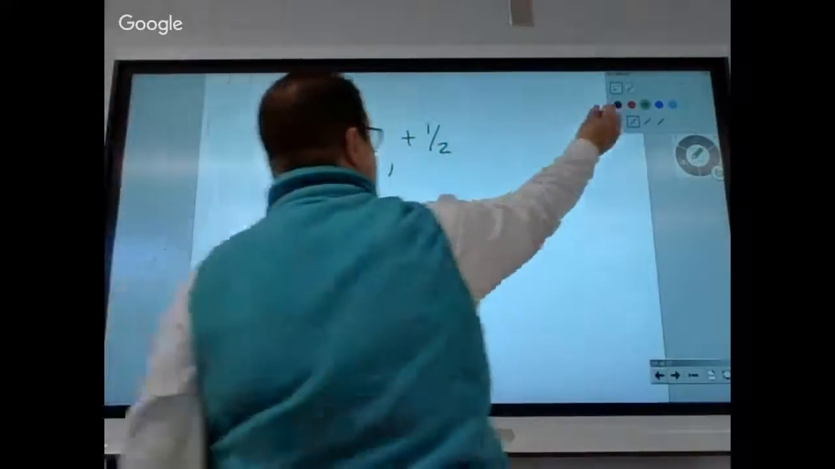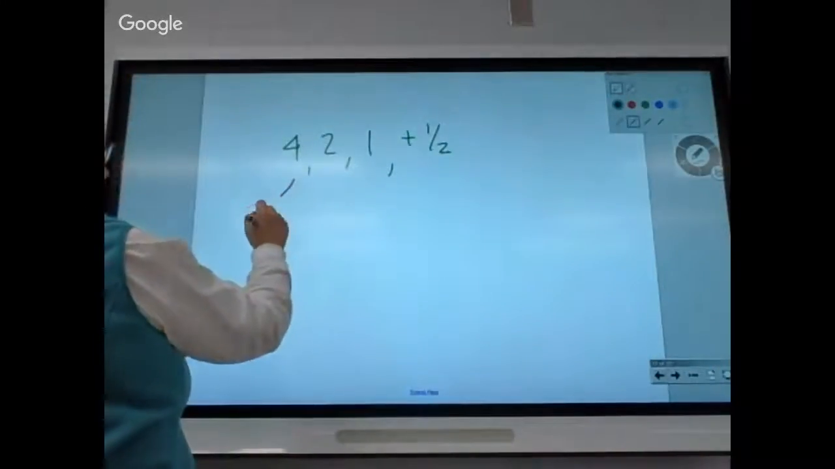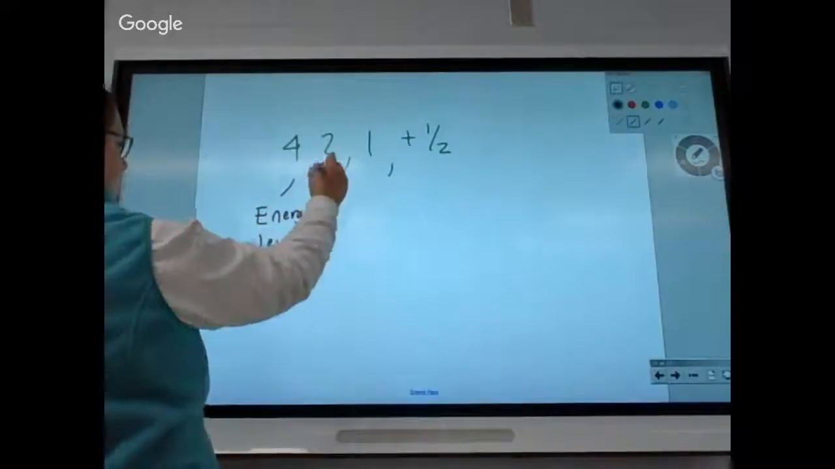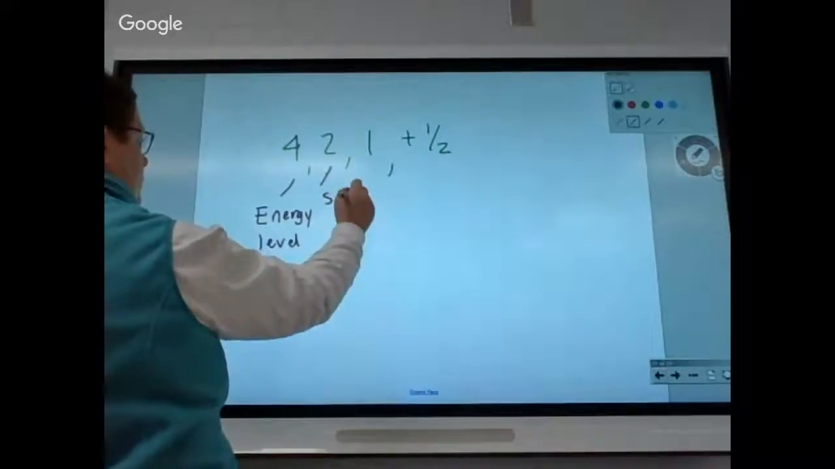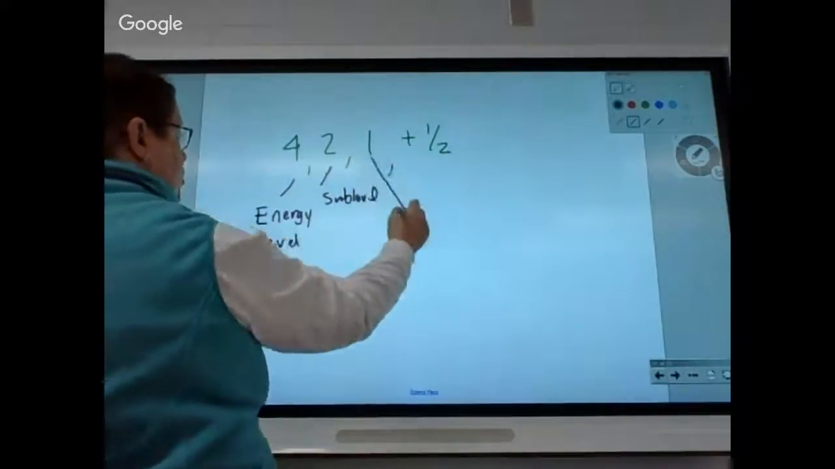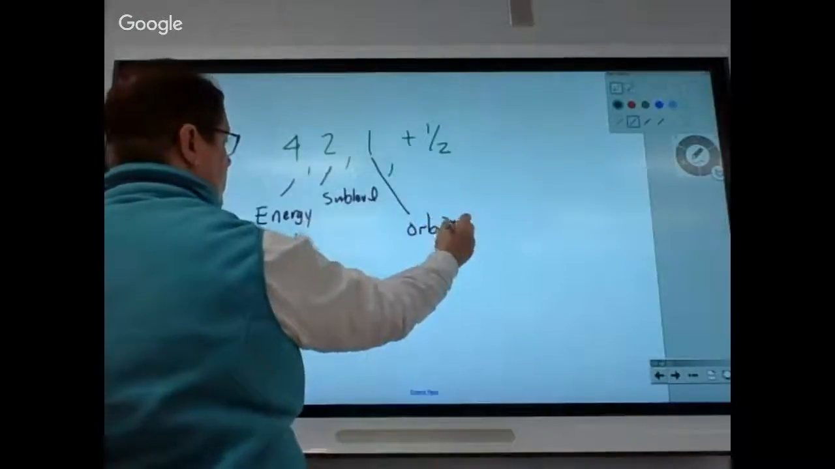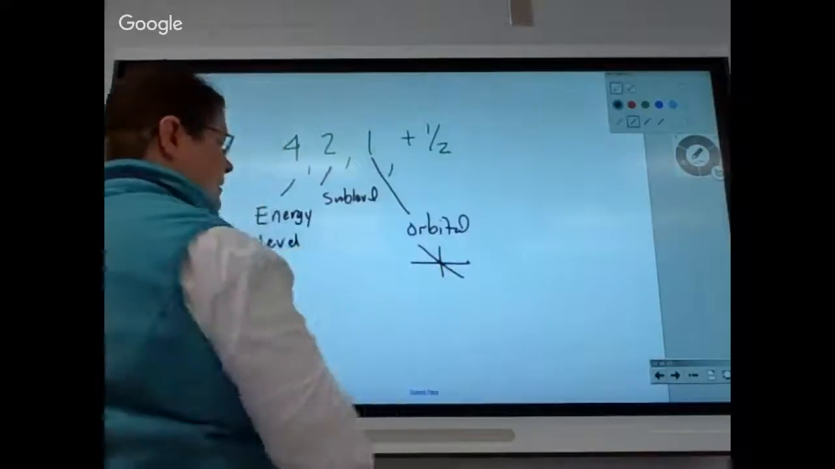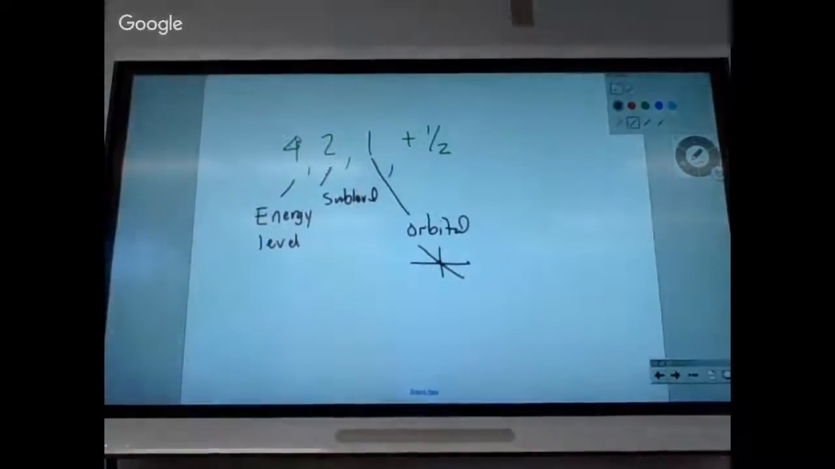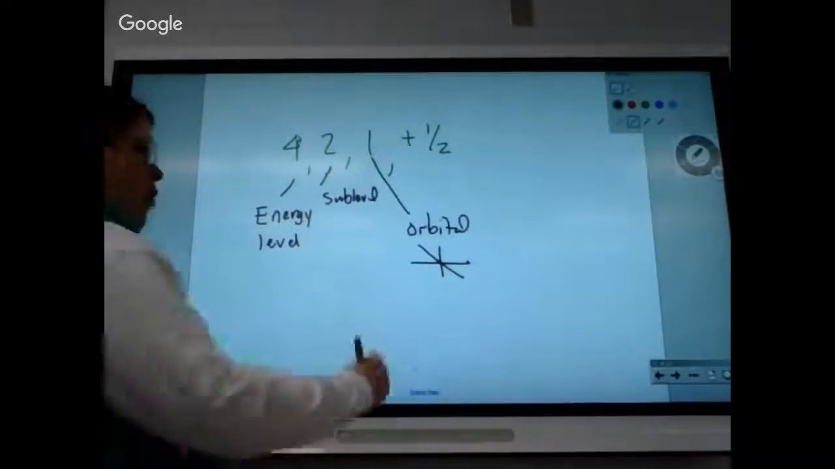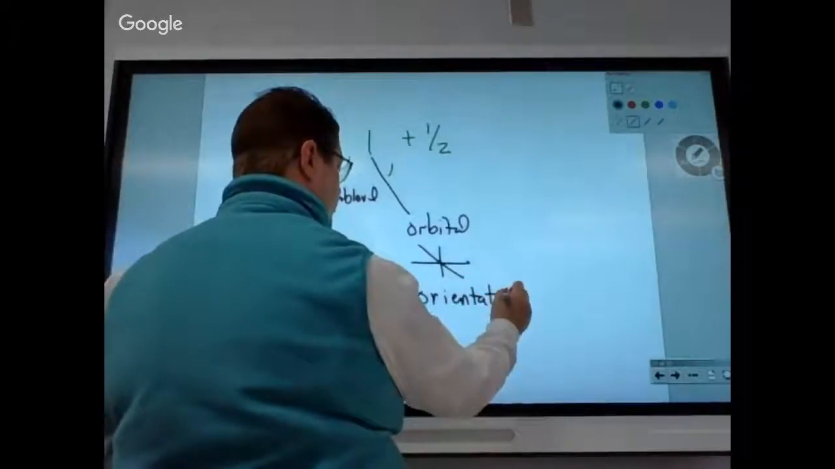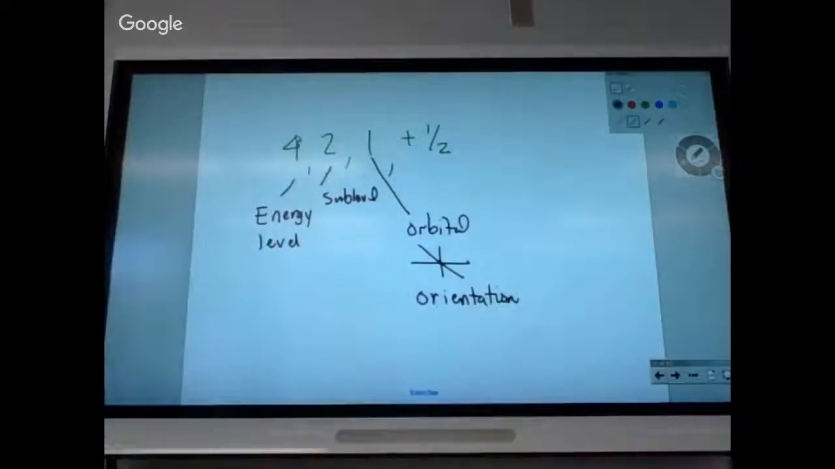All right, all this is, again, is your energy level. And I'm not going to write all this down again. That, of course, is your sublevel. And this tells your orbital. That's all that tells us, your orientation in the orbital. You can write orbital, or you can write orientation. You can use the word orbital or orientation. That's all it tells you.